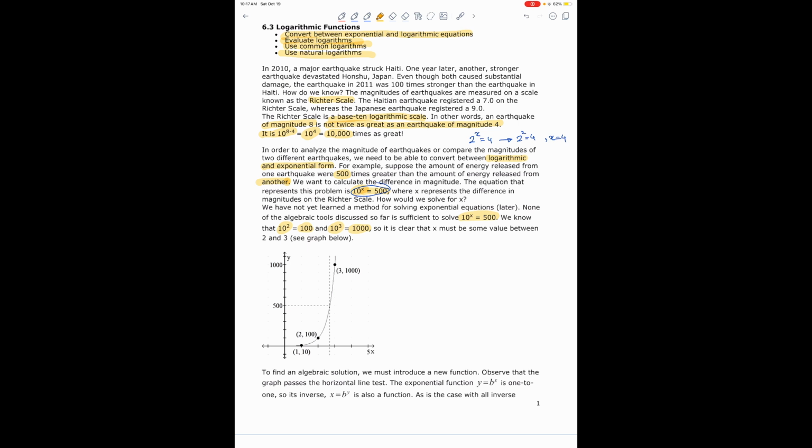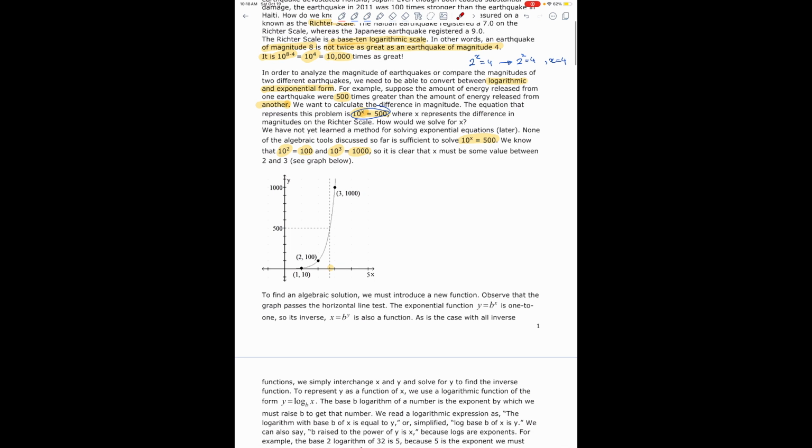As you can see here, when we graph 10 to the x power, notice how this value right here represents when the difference in magnitude is 500. And that number isn't a clear number. We know when it's equal to 1, 2, 3 and 4, but that x happens just between the 2 and 3 somewhere. To find an algebraic solution, we must introduce a new function.